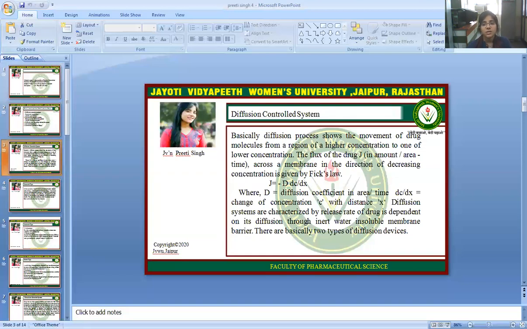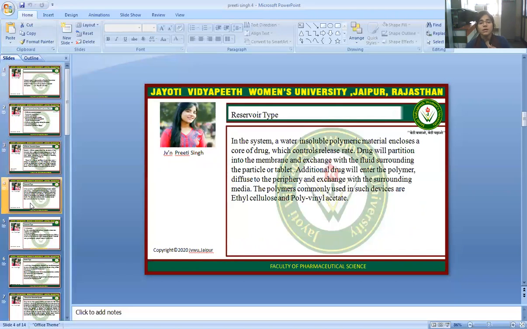Diffusion systems are characterized by the release rate of drug being dependent on its diffusion through an inert water-insoluble membrane barrier. There are basically two types of diffusion devices. First one is the reservoir type. In this system, a water-insoluble polymeric material encloses a core of drug. For example, this is the core of drug, encapsulated by a polymeric material. Any polymeric material we can take for the encapsulation.